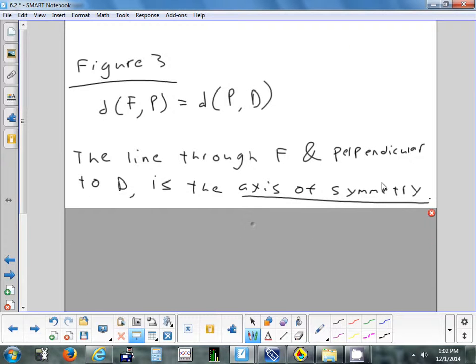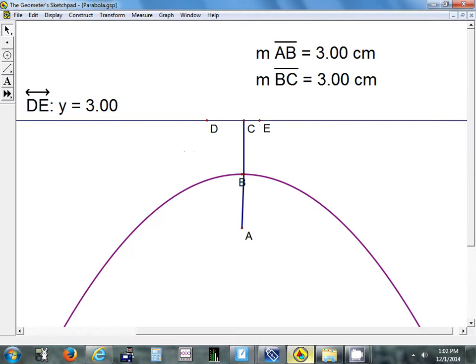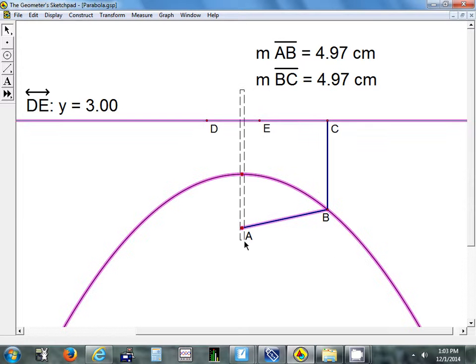Okay, now if you draw a line through your focus, perpendicular to your directrix, that gives you an axis of symmetry. Okay, so let me see if I can just move that off. If I were to draw a line like right there, then that dotted section, that line, would be the axis of symmetry. It's going right through the focus, and it's perpendicular to the directrix. Okay? It cuts the parabola in half.